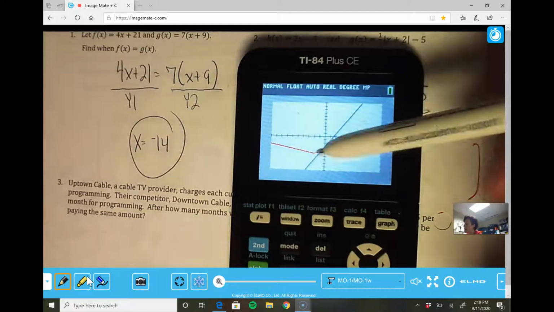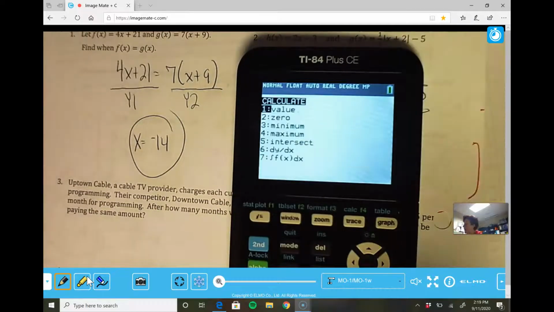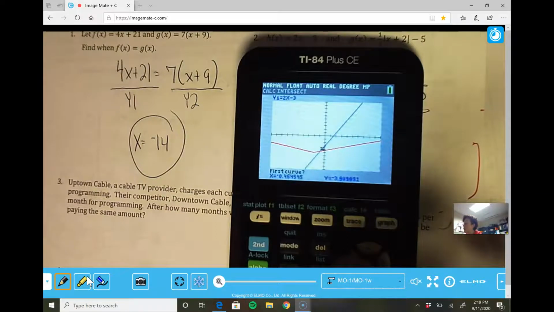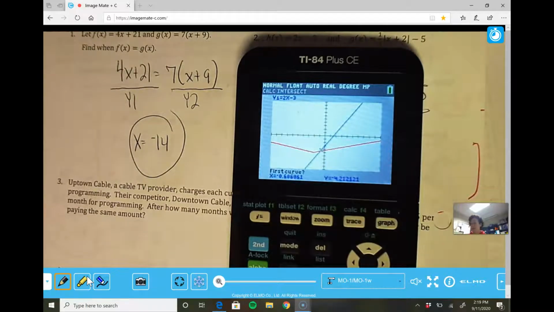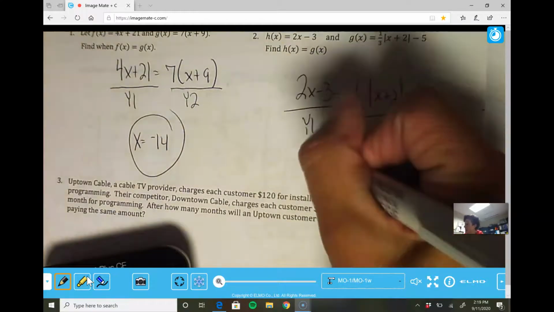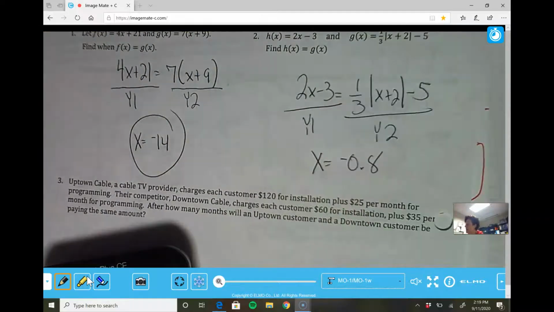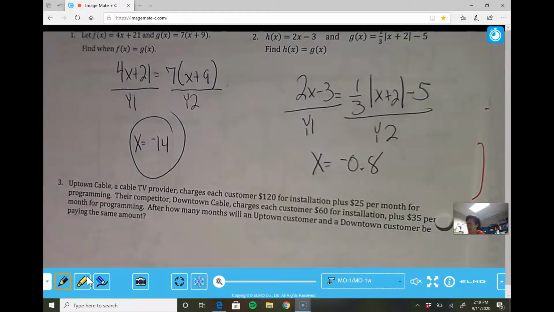So to see this point of intersection, I choose second trace. We choose option 5 for intersect. Again, just move your cursor close to where you think it is, and then hit enter 3 times. So I get -0.8 and -4.6. Again, I only want the x value, so that's all I'm going to write down. -0.8. All right, let's take a look at a word problem, and then I think we're done with our notes.